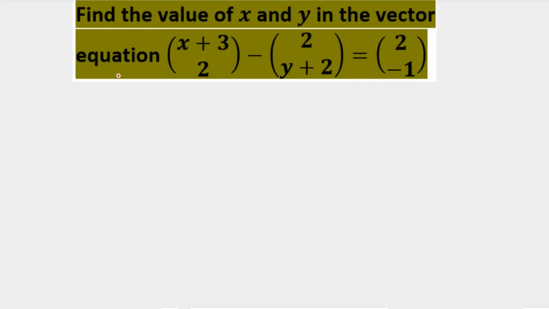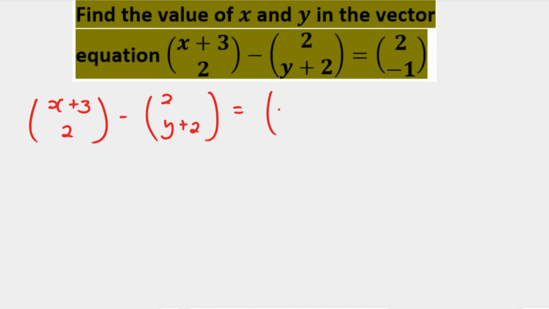We have to find the values of x and y in a vector equation, and that's a vector equation. So let me get it here. We have x plus 3, 2, minus the next vector is 2, y plus 2, equal to the next vector, that is 2, negative 1. So that's our vector equation. Okay, so now we can subtract the corresponding components. Remember, we can subtract corresponding components. So that's going to be x plus 3 minus 2. That will be for the x component.